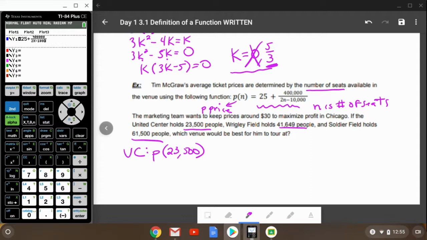Minus 10,000. Okay, and I just hit enter. So there's my equation: 25 plus 400,000 divided by 2x minus 10,000. That's the equation I want to use.